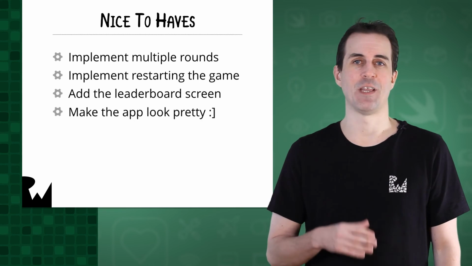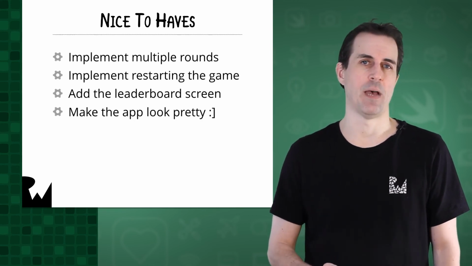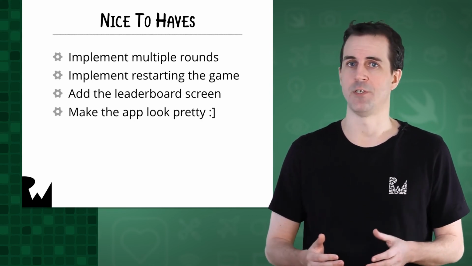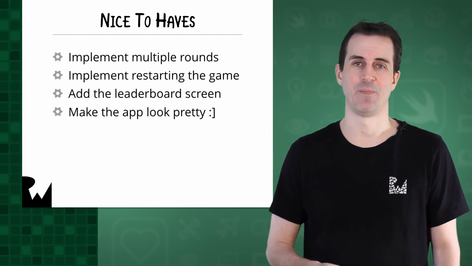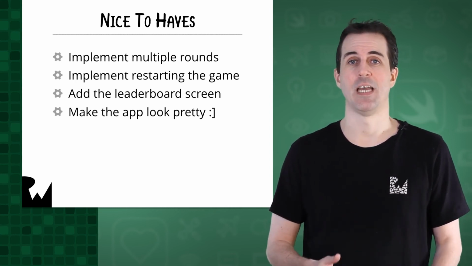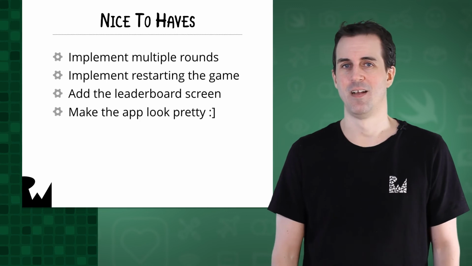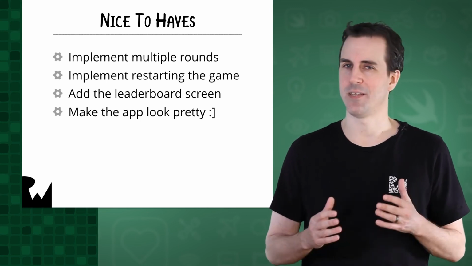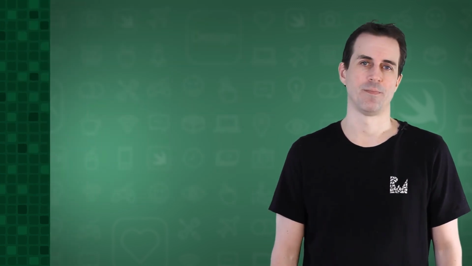Next, here's what I put onto the nice-to-have list to really polish the app. Implement multiple rounds, implement restarting the game, add the leaderboard screen, and make the app look pretty. I might have missed a thing or two, but this looks like a decent list to start with.